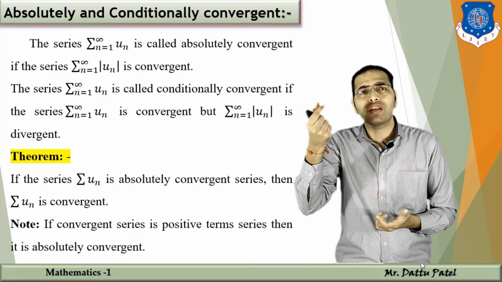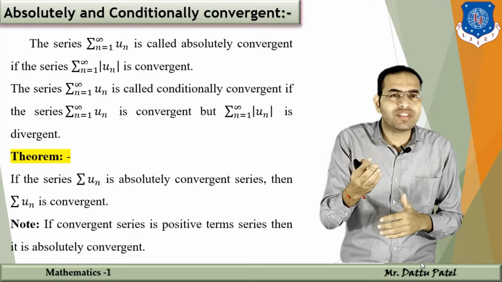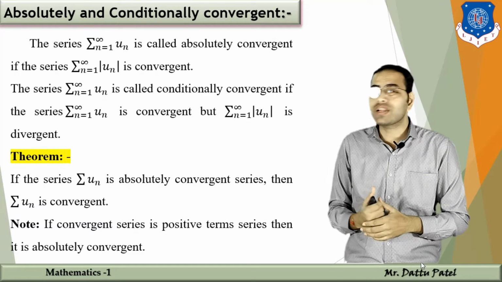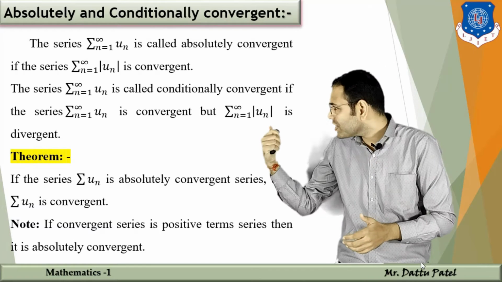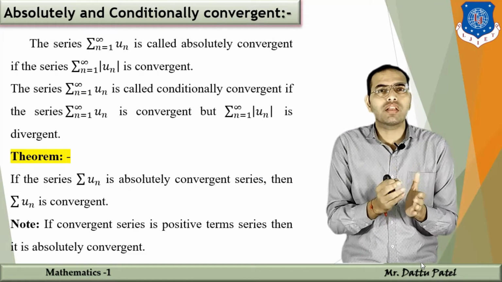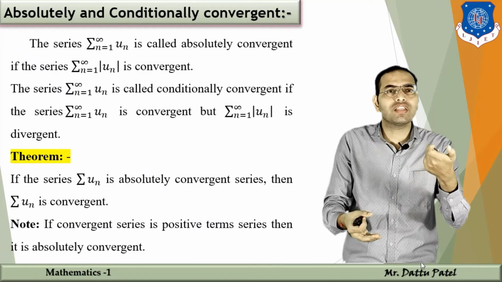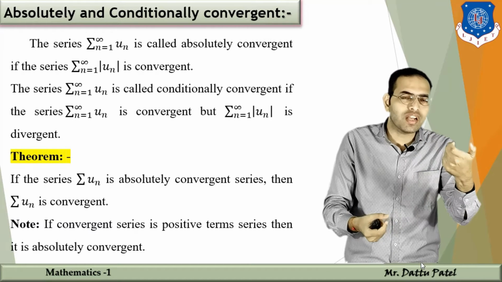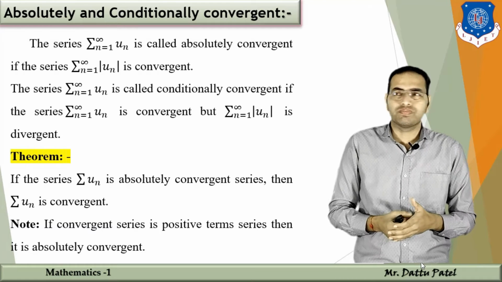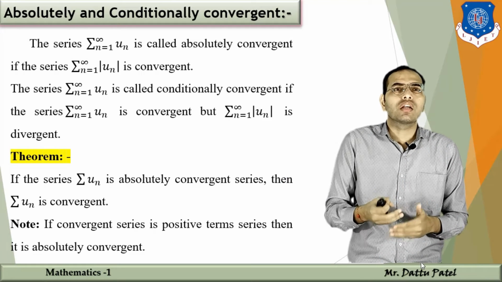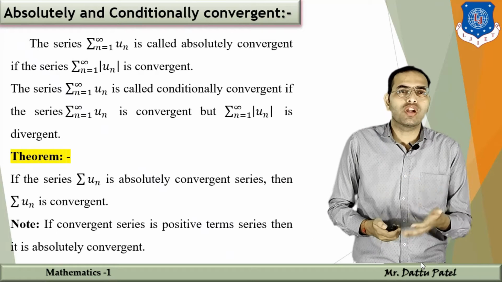Meaning if sigma mod of u of n is convergent, then there is no need to solve sigma un. It is automatically convergent according to the theorem. Let's see one theorem. If the series sigma un is absolutely convergent, then the given series sigma un is convergent. But if sigma mod of u of n is divergent, then we have to check whether the given series sigma un is convergent or not. If it is convergent and mod of u of n is divergent, then we can say that the given series is conditionally convergent. Here, let's see one note. If the convergent series is a positive term series, then it is obviously absolutely convergent.